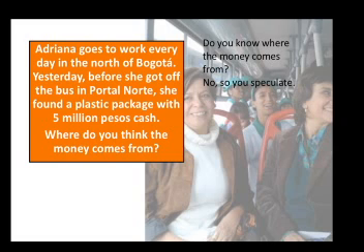Adriana, who is one of those two lovely women, goes to work every day in the north of Bogota. Yesterday, before she got off the bus in Portal del Norte, she found a plastic package with 5 million pesos cash. There was a package on the floor with money. So she looked at it and she realized there were 5 million pesos. Where do you think the money comes from?